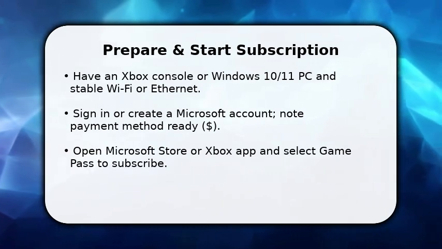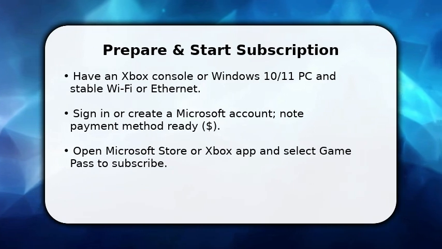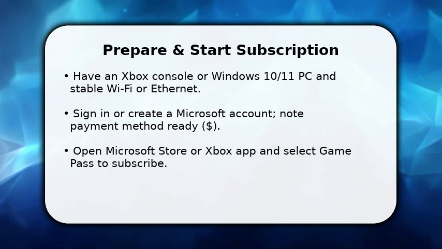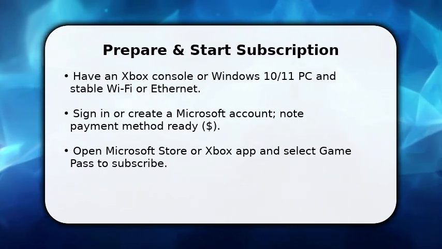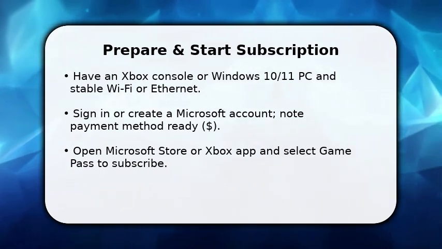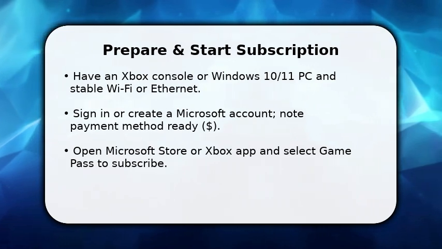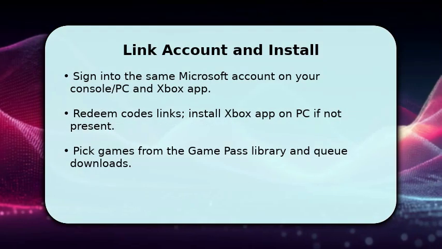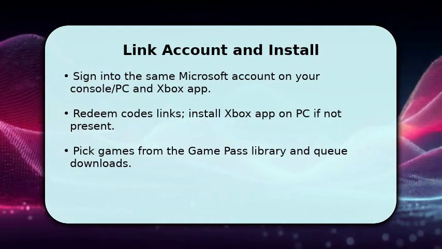Make sure to pick the plan you need: console, PC, or Game Pass Ultimate, because each grants different access and cloud benefits. After completing the payment, your account becomes eligible for downloads and cloud play, so you can move straight into installing titles. Next, link and verify your Microsoft account across devices so your subscription syncs.